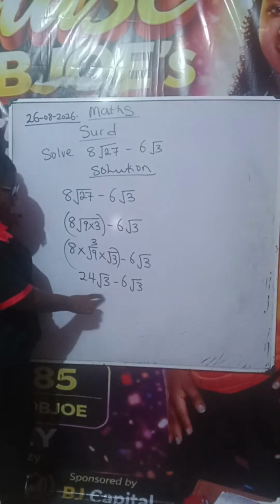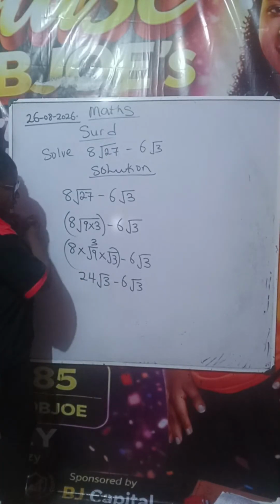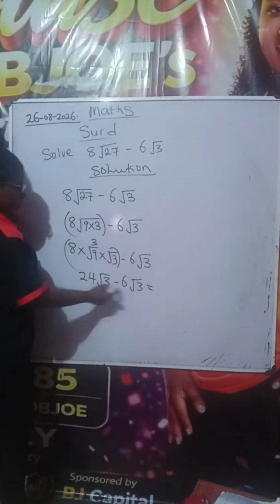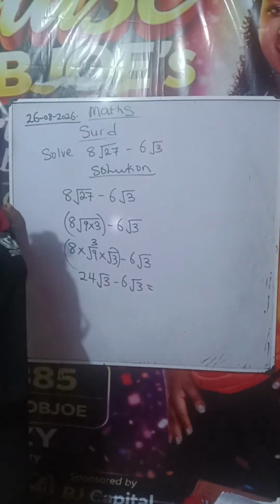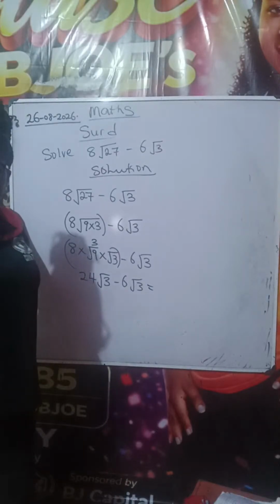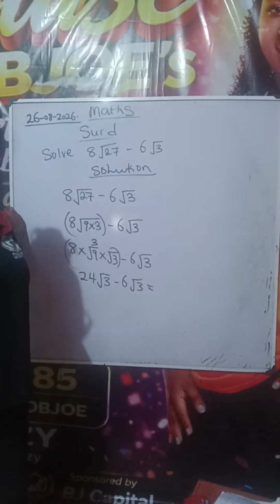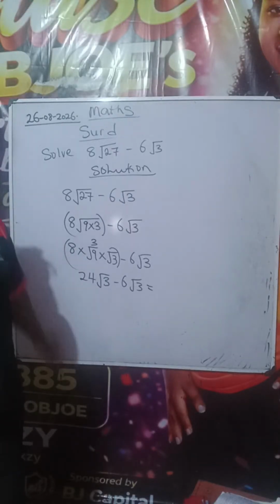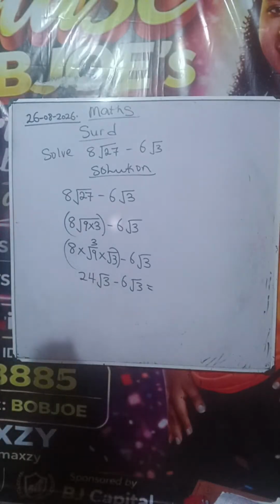Now 24 minus 6. Sorry. So how many is going to remain? 24 take away 6, so we are left with... Some people said they don't know. Okay, now we are going to work it out.